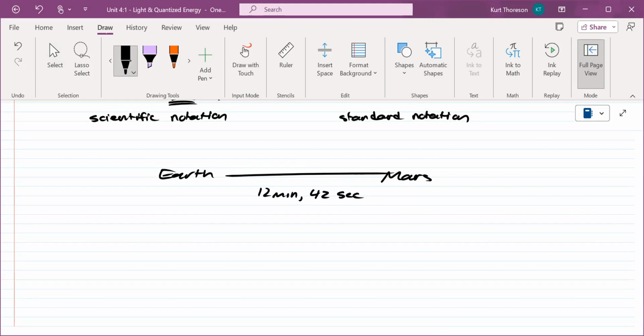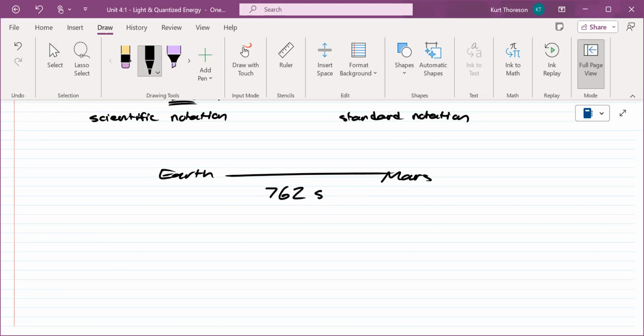So how many seconds are in 1 minute? Multiply that by 12. What do you get? Add another 42 seconds to that. What do you get? 762. Okay, so we got it. 762 seconds. So if Nella was on Mars, and I said, "Nella, how's the red planet?" How long will it take for her to get my message?